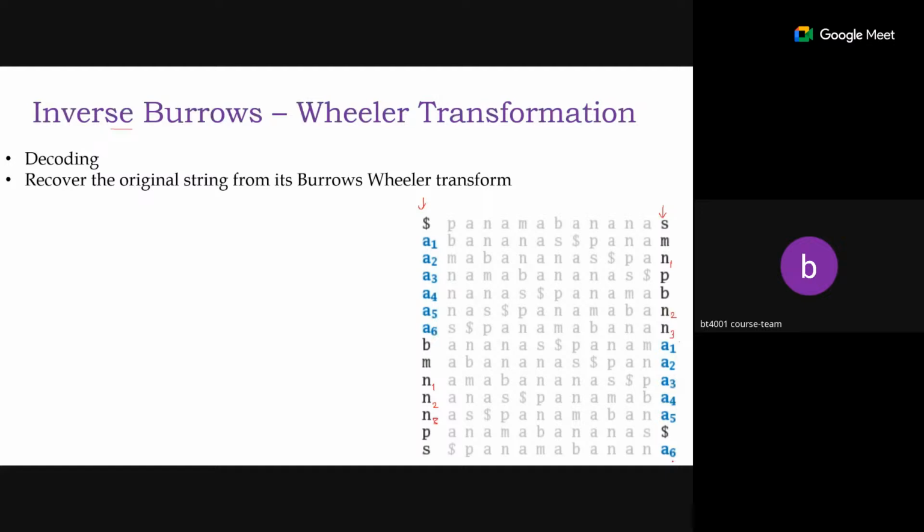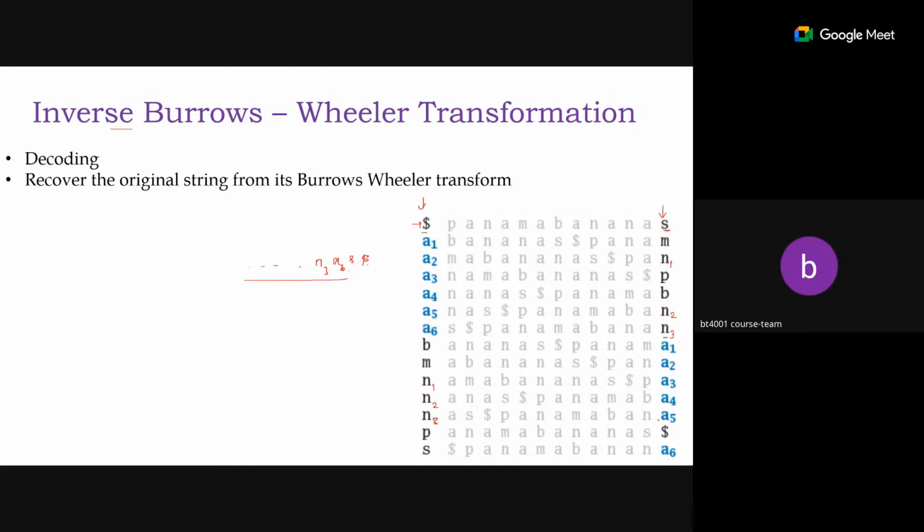Now we start with dollar. We have dollar here. Whatever is the last character in this row is S, so we put S before dollar. Then we go to S; as A6 is in that row, A6 comes before S. Before A6 we have N3 here, so N3 will come before A6. We keep on repeating that, and we will get the original string.